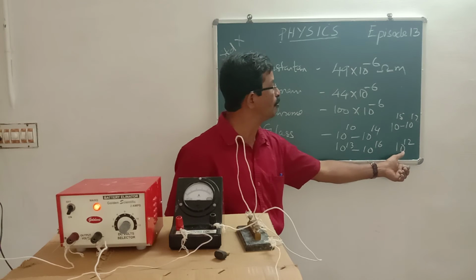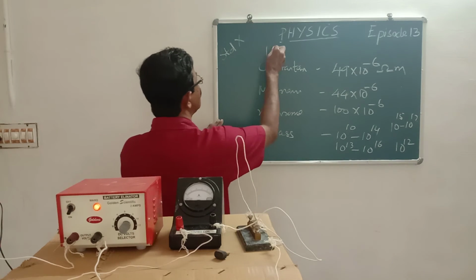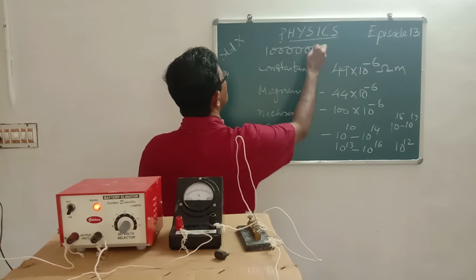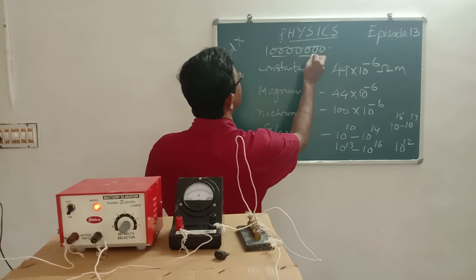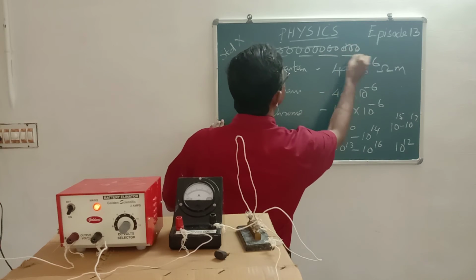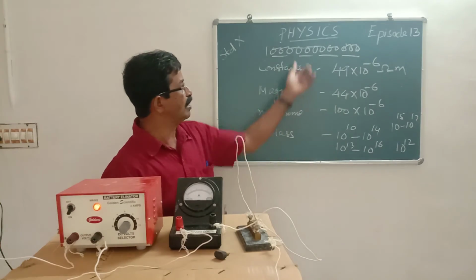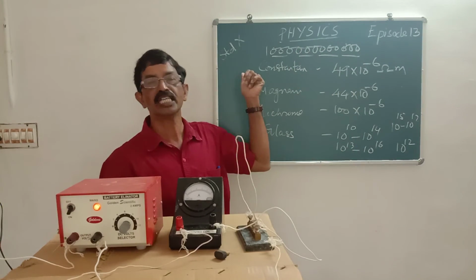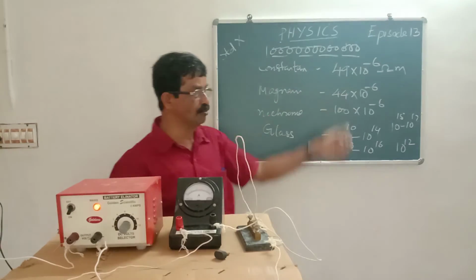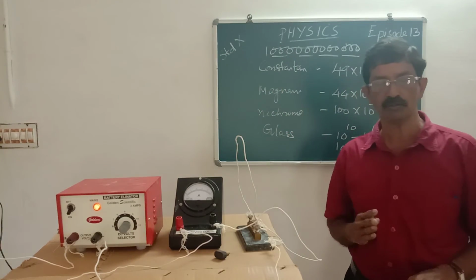And here for paper it is 10 raised to 12, that means with the 1, how many zeros we want to put? 12 zeros we want to put: 3, 6, 9, 12. This much resistivity is for paper. So paper also acts as an insulator. That means the resistivity of metals is very low.